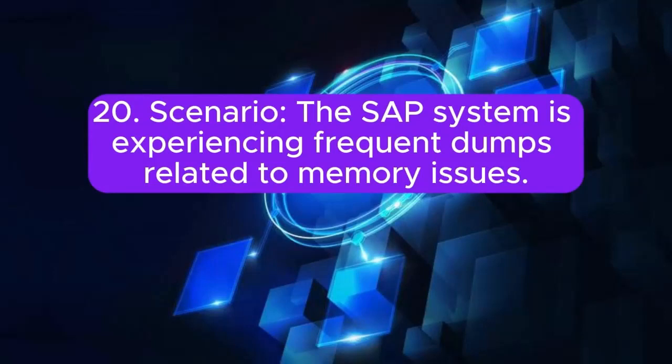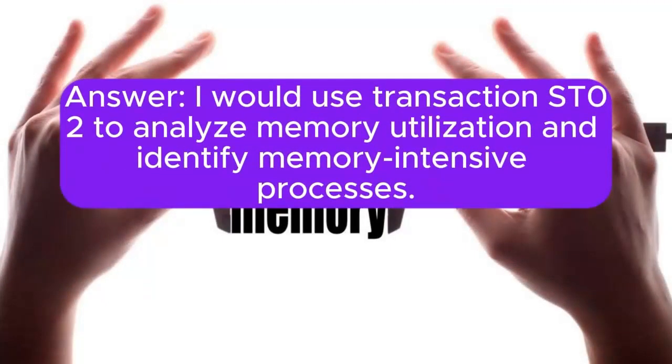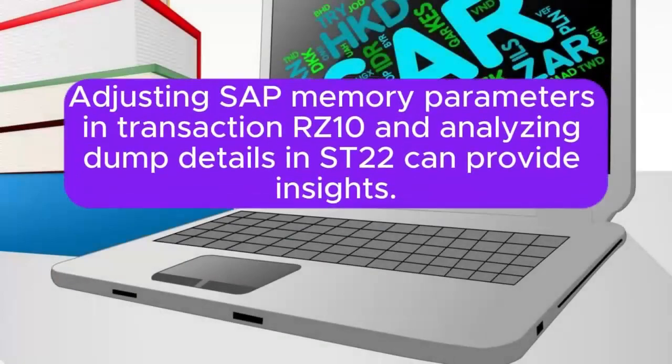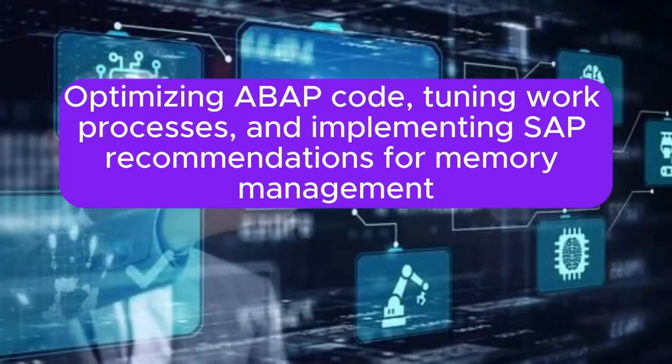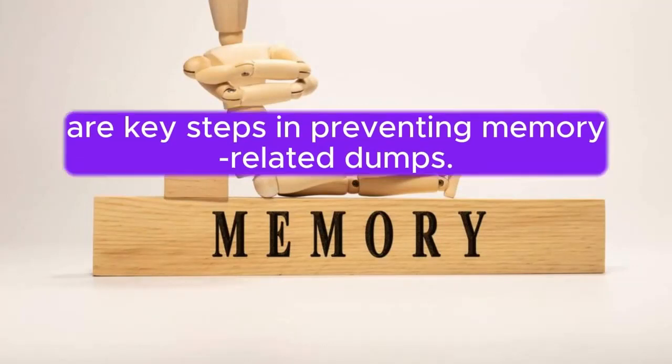20. Scenario: the SAP system is experiencing frequent dumps related to memory issues. How would you analyze and optimize memory utilization to prevent dump occurrences? Answer: I would use transaction ST02 to analyze memory utilization and identify memory-intensive processes. Adjusting SAP memory parameters in transaction RZ10 and analyzing dump details in ST22 can provide insights. Optimizing ABAP code, tuning work processes, and implementing SAP recommendations for memory management are key steps in preventing memory-related dumps.